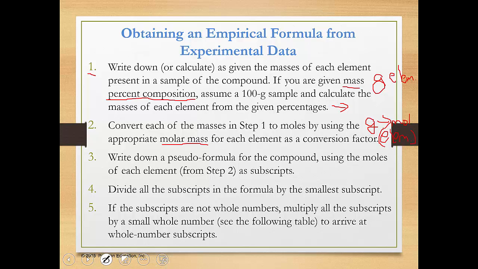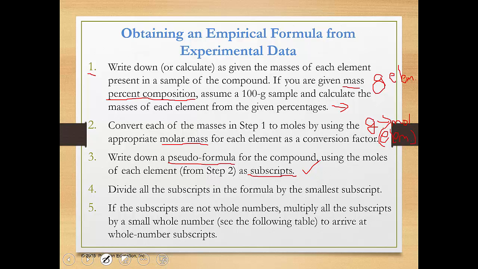All right, once we have the number of moles, we're going to write the pseudo formula. So we're just going to take the number of moles we found in step 2 and use them as subscripts in a formula. Now, if those are whole numbers and they're the smallest possible ratio of whole numbers that you can have, then you're good to go. Sometimes the empirical formula is the same as the molecular formula.